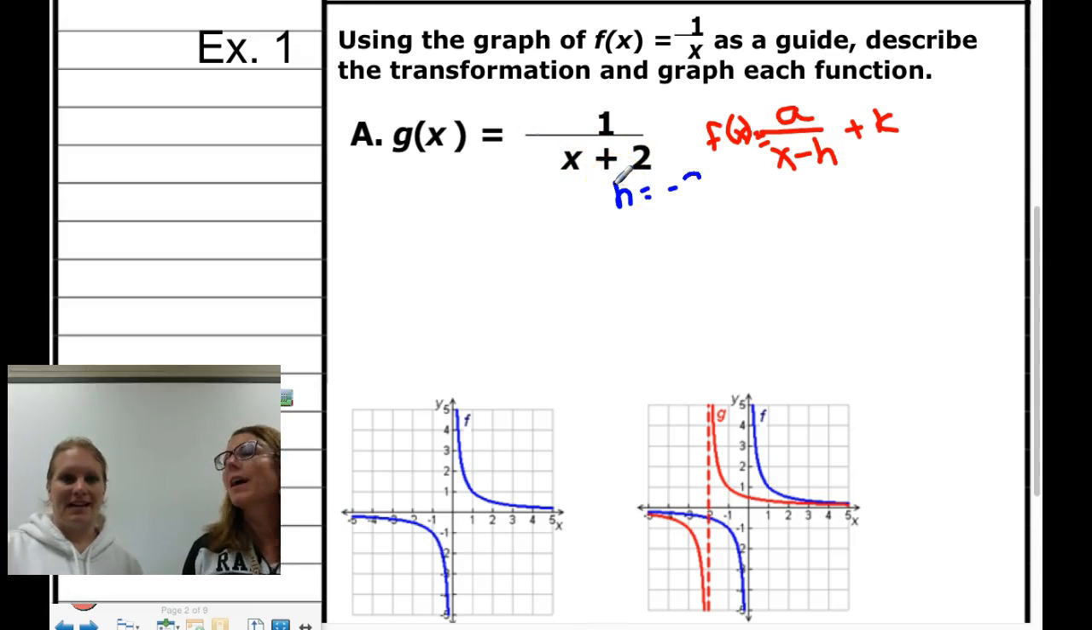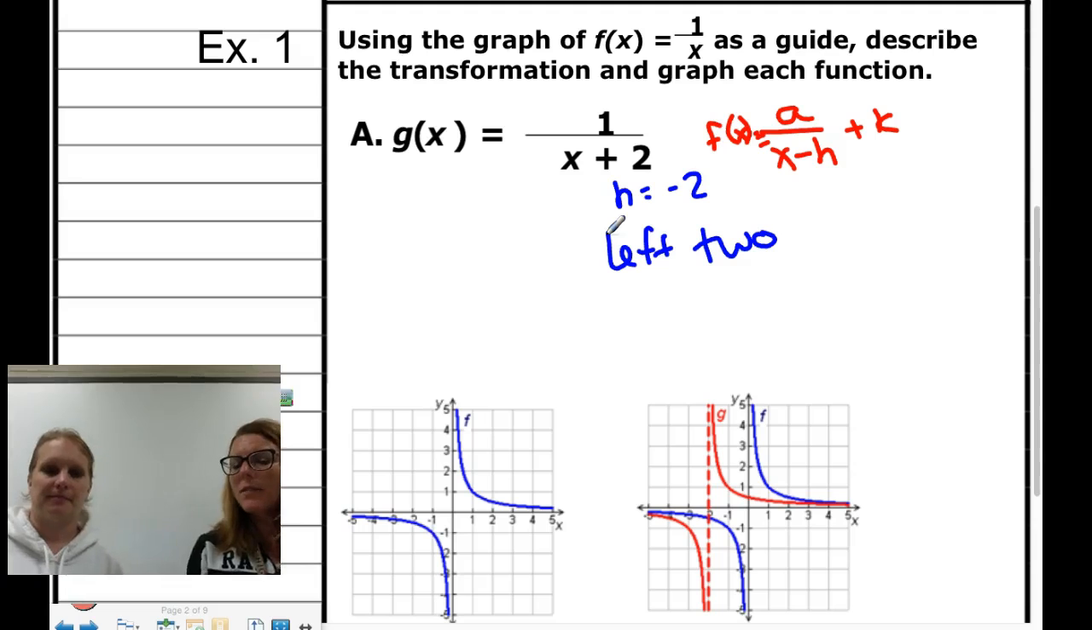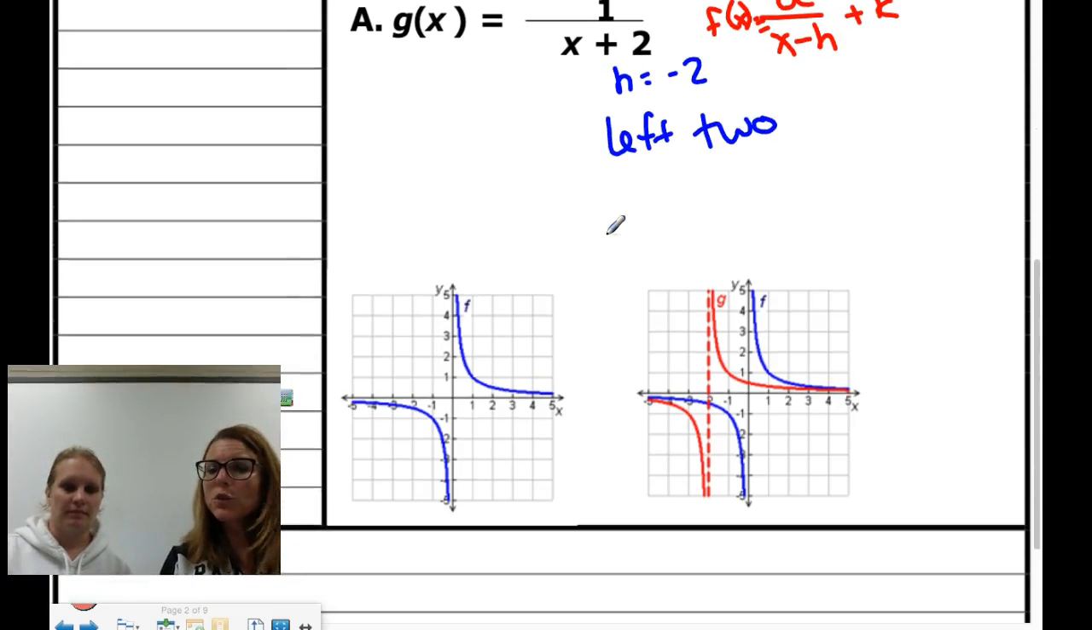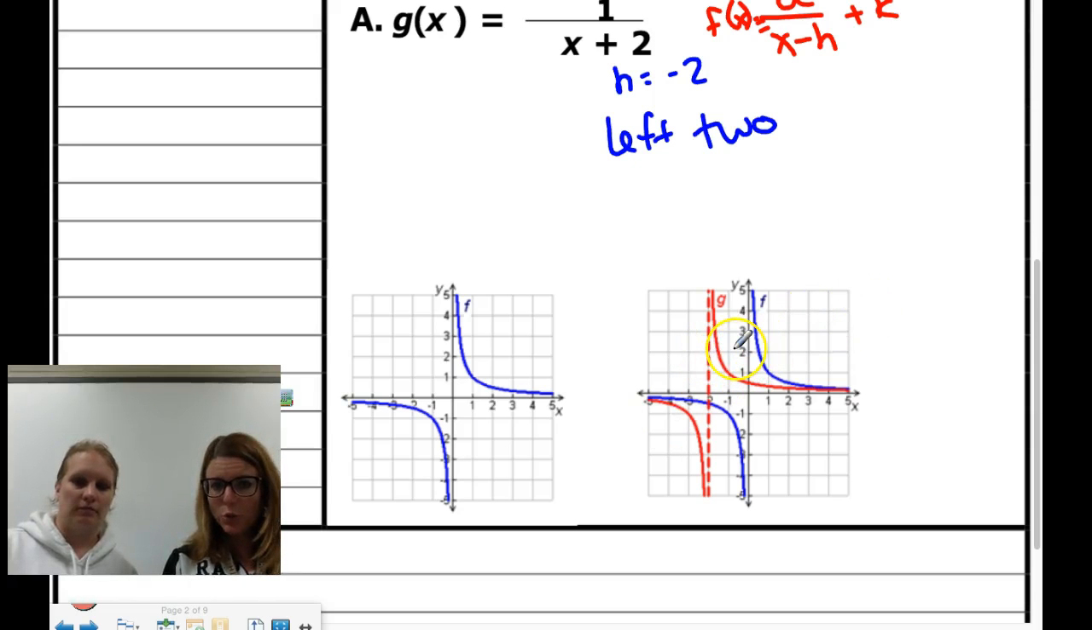h equals negative 2. Opposite, right? And there's nothing added or subtracted behind the fraction. So there is no k. k is 0. So in words, all we write is left 2. That's it. And to save us on time, we're going to show you in class how to use a calculator, but right here, the blue graph is our original. The red graph is our transformed function. And it's moving 2 to the left.